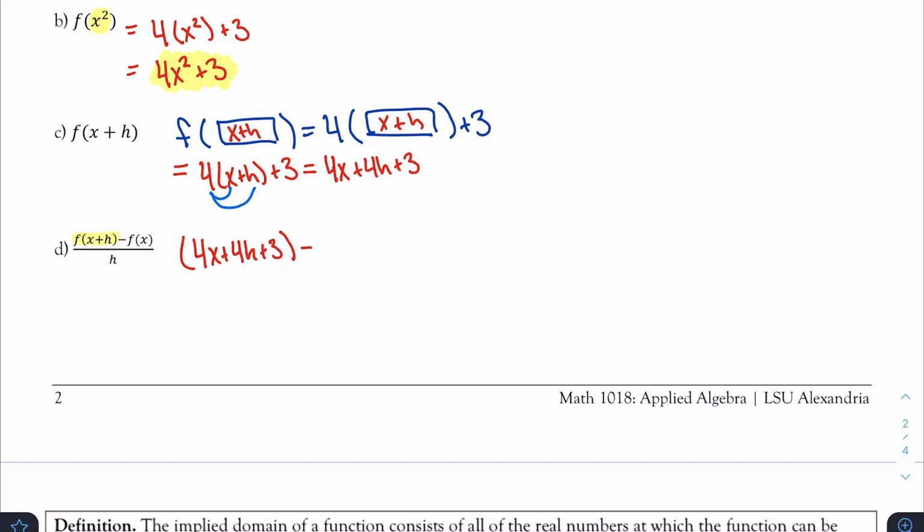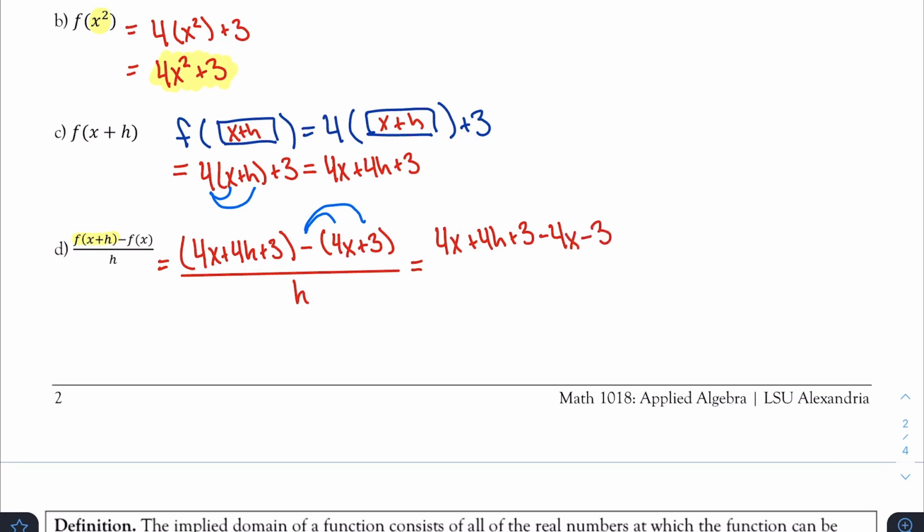Minus f of x. If I look all the way back to the beginning, we know f of x is 4x plus 3. Notice here that I'm putting it in parentheses because I do have to be careful about my minus. And this is all over h. Now my job is to clean this up. If I do some cleanup work, I have 4x plus 4h plus 3. And then I have to subtract 4x plus 3. Make sure you distribute your negative. This should give me minus 4x minus 3. And this is all over h.